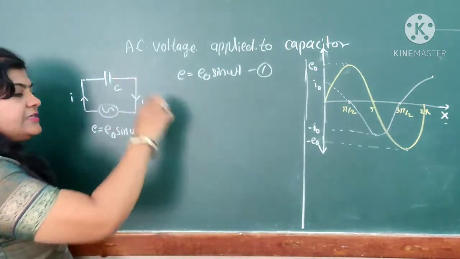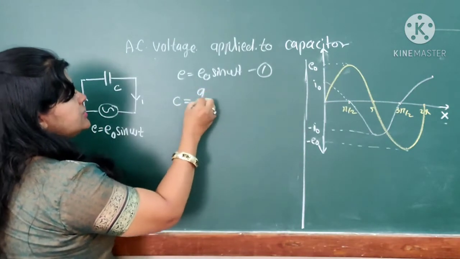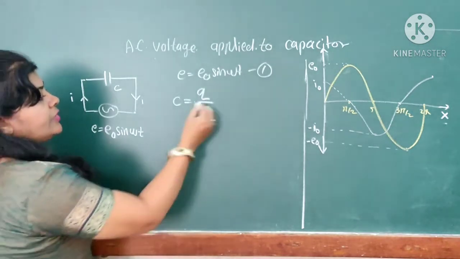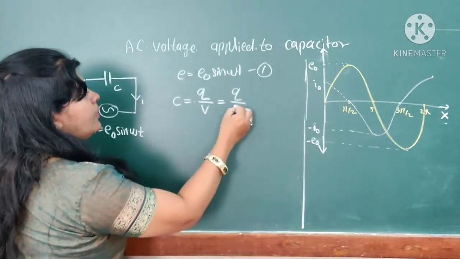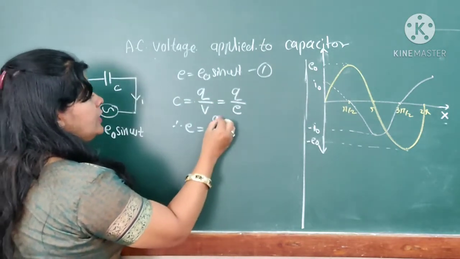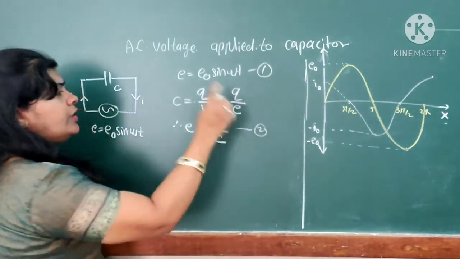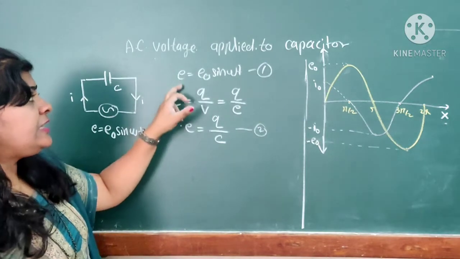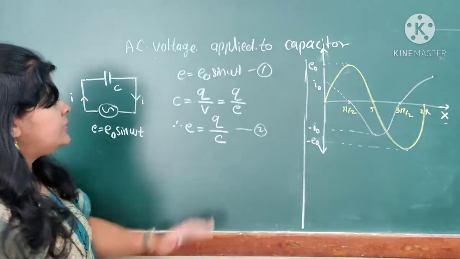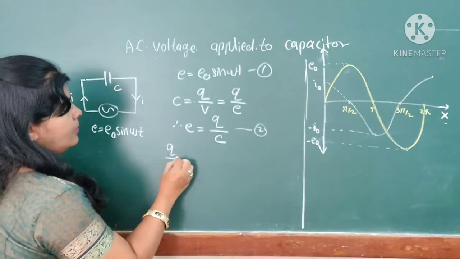Next, the capacitor formula. We already know that the capacitance is equal to the charge upon the voltage. Here the voltage is the EMF E, therefore the equation becomes C equal to Q upon E, and therefore E is equal to Q upon C. This is from equation number 2. Now two equations are there: first, E is equal to E naught into sine omega t, and second, E is equal to Q upon C.